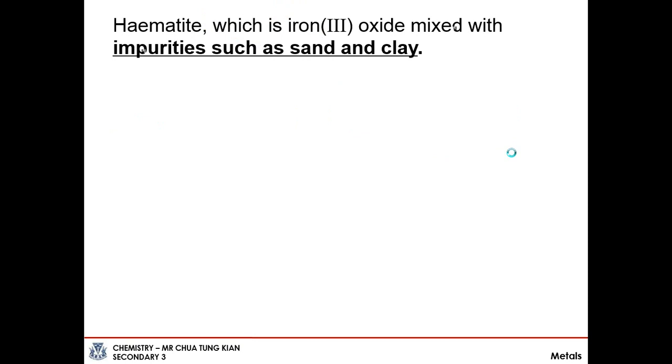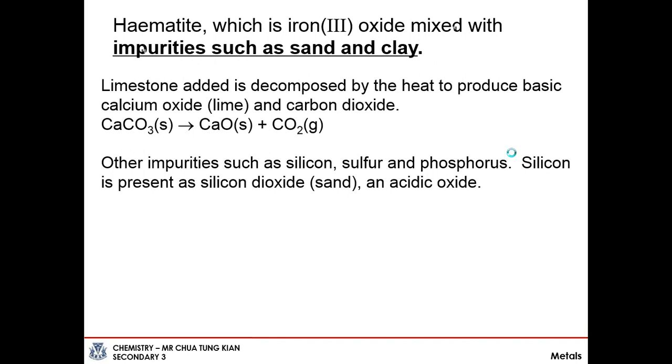But as I mentioned earlier, hematite is not found by itself alone. When you dig it up from the ground, you will find it with sand, with clay, and with many other impurities. So how do we remove these impurities from the whole reaction mixture? Recall earlier we added limestone in. Limestone, calcium carbonate, is not thermally stable. So when you heat calcium carbonate, we get calcium oxide and carbon dioxide.